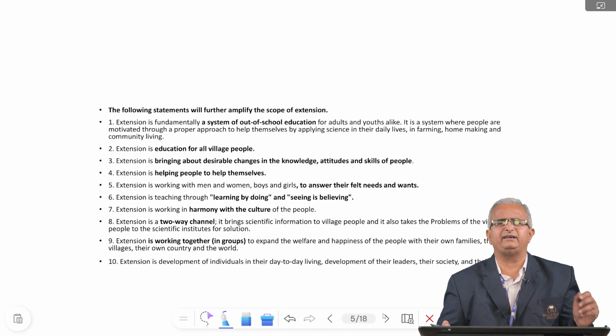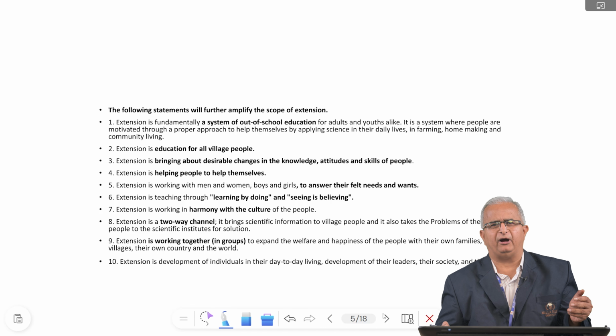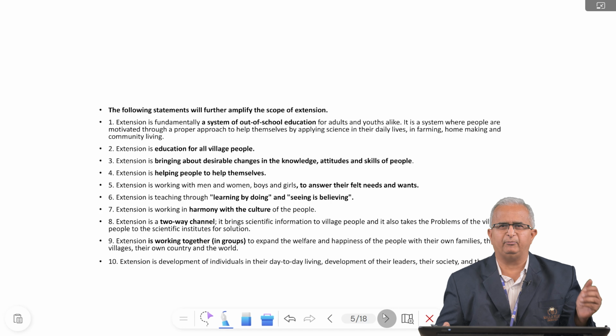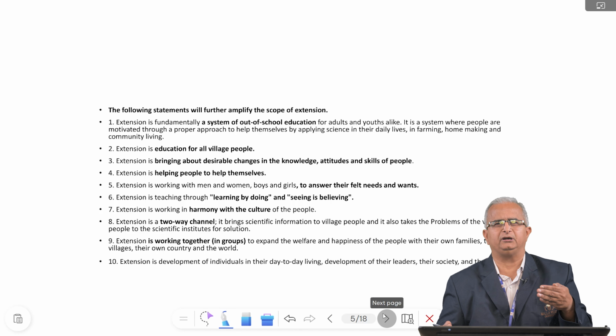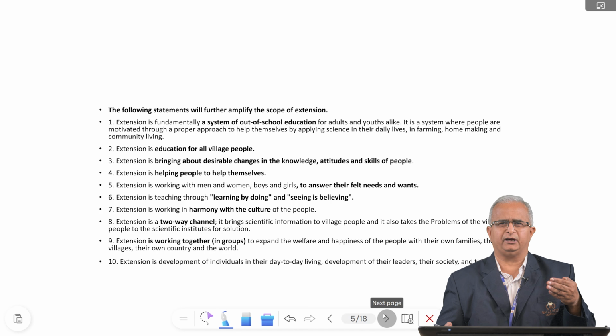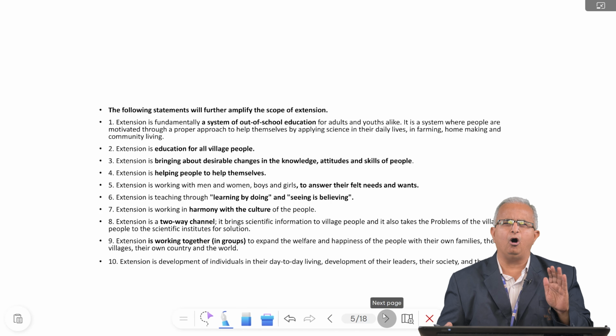And there are certain statements which can further amplify the scope of extension. One by one we'll see. The first thing is that extension is fundamentally a system of out-of-school education. As I explained, it is out-of-school education. That means for the people who cannot attend school education or collegiate education or university education, to help them, we developed this particular subject called extension education. It is for all the village people.